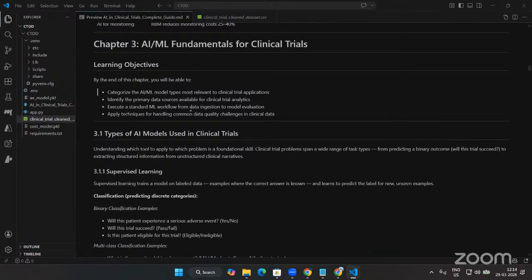Now here, if we see the types of AI models which are used in clinical trials, understanding which tool to apply to which problem is a foundational skill. And many professionals also struggle with this because it requires conceptual understanding, domain knowledge, as well as experience.